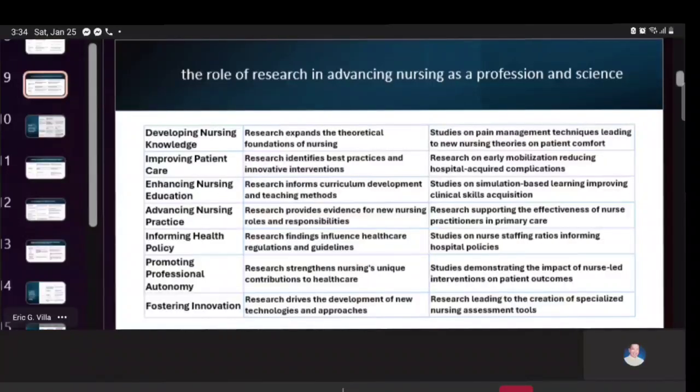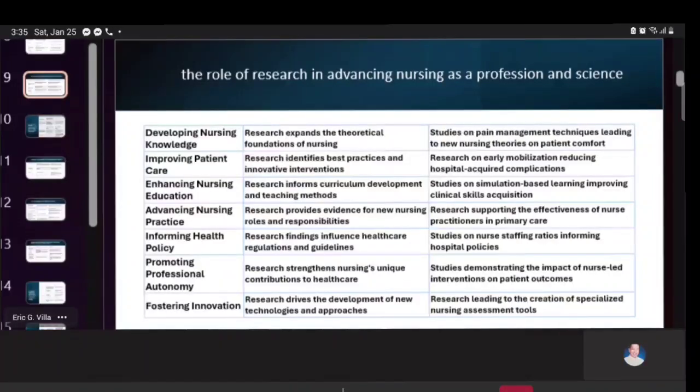Research also advances nursing practice. How? By providing new nursing roles and responsibilities. Studies supporting the effectiveness of nurse practitioners in primary care have led to an expanded scope of practice for advanced practice nurses in many jurisdictions. And this allowed them to take on greater responsibilities in patient care.